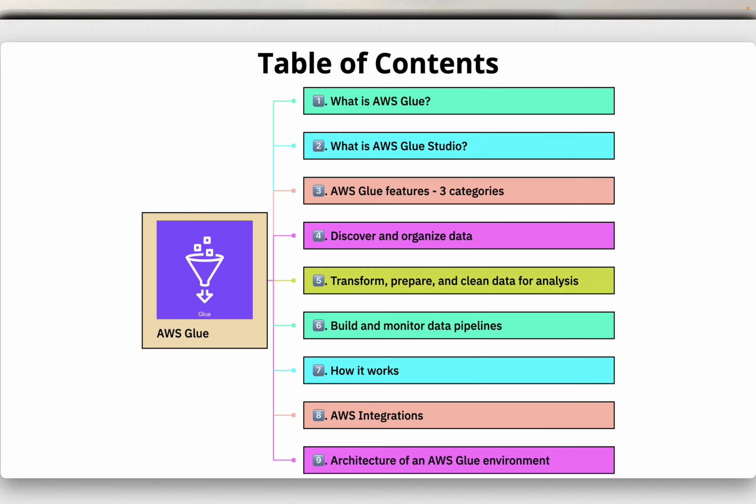So this lecture will contain all these topics. What is AWS Glue? What is AWS Glue Studio? AWS Glue features in 3 categories: discover and organize data, transform, prepare and clean data for analysis, build and monitor data pipelines, how it works, AWS integrations, and architecture of an AWS Glue environment.